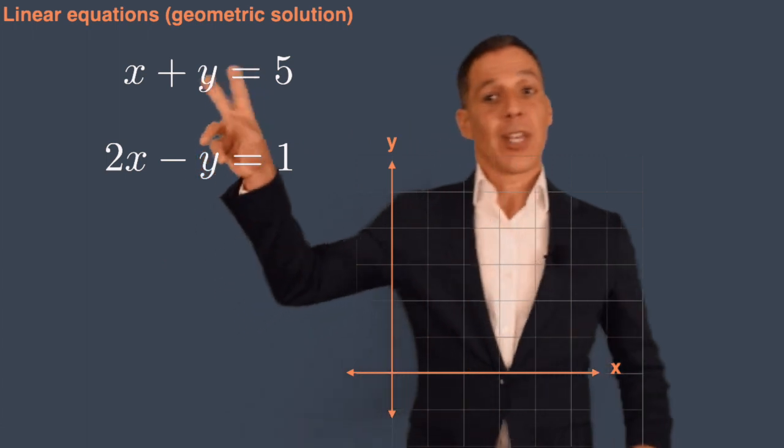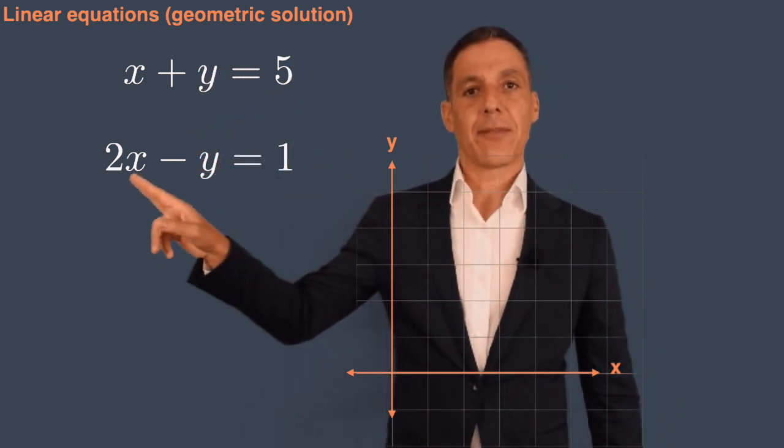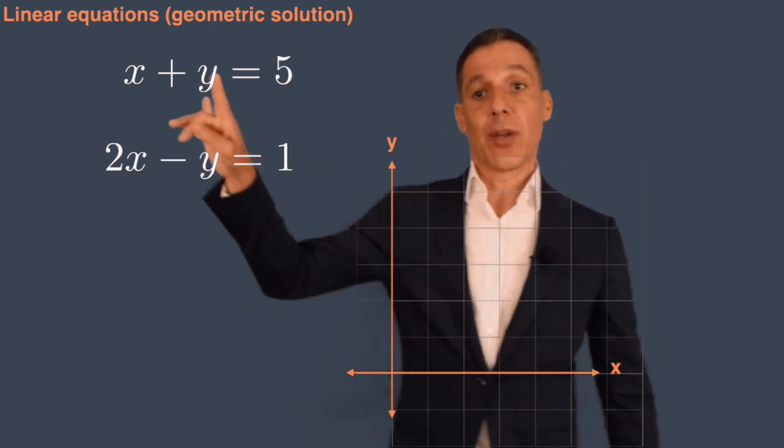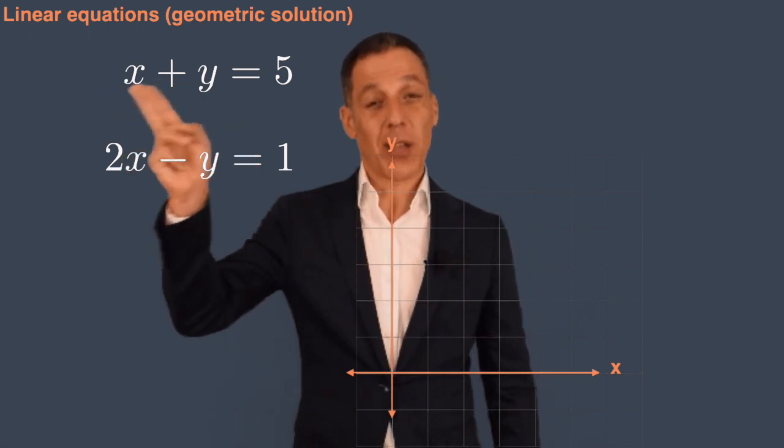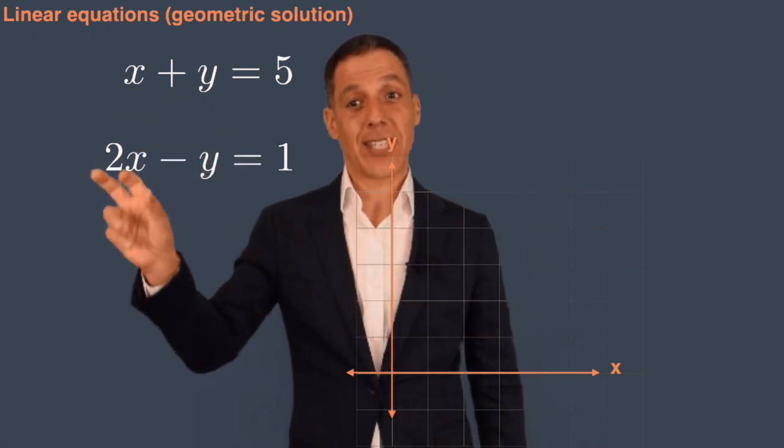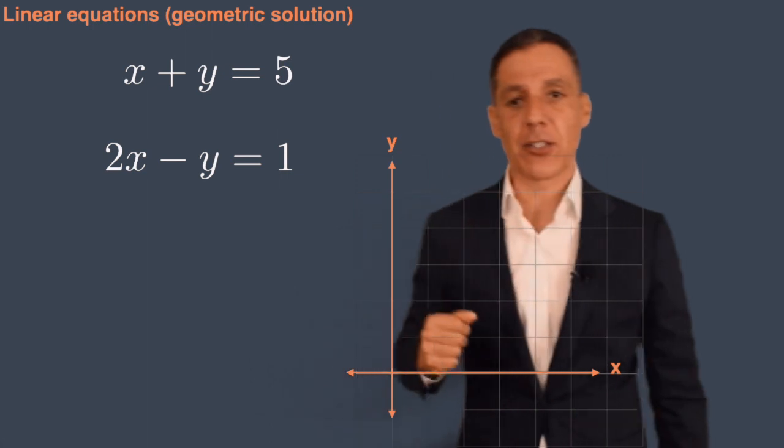Welcome back. So we've seen the algebraic picture for solving simultaneous linear equations, and in our case, two equations, two unknowns. So let's now look at the geometric picture. Same equations from before: x plus y is equal to 5, 2x minus y is equal to 1, two unknowns, x and y. They are linear.